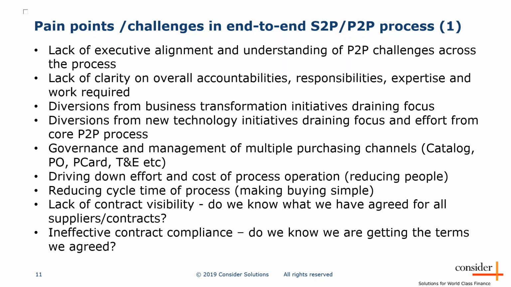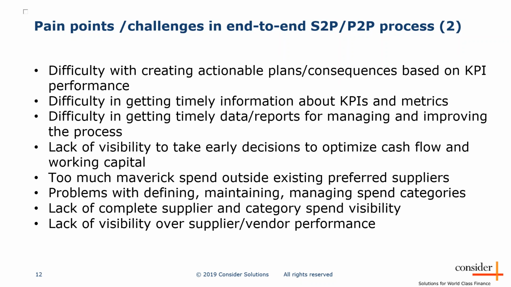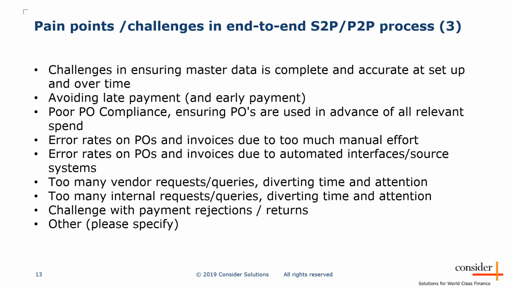You'll see a lot of this thing about governance and alignment and priority is up there. And then the whole issue of procurement as a process, the governance and management of multiple channels, driving down the cost of process operation, making buying simple, just making it easy for people, contract visibility, contract compliance. Those were some of the issues. Another set of issues are to do with performance management, KPIs. What do we do based on our KPIs, and what visibility do we have to take early decisions based on data? And then the question about maverick spend categories, and again, do we have enough visibility over our supplier and category spend and performance? So these are very much, you might regard as, end-to-end process issues or front-end process issues.